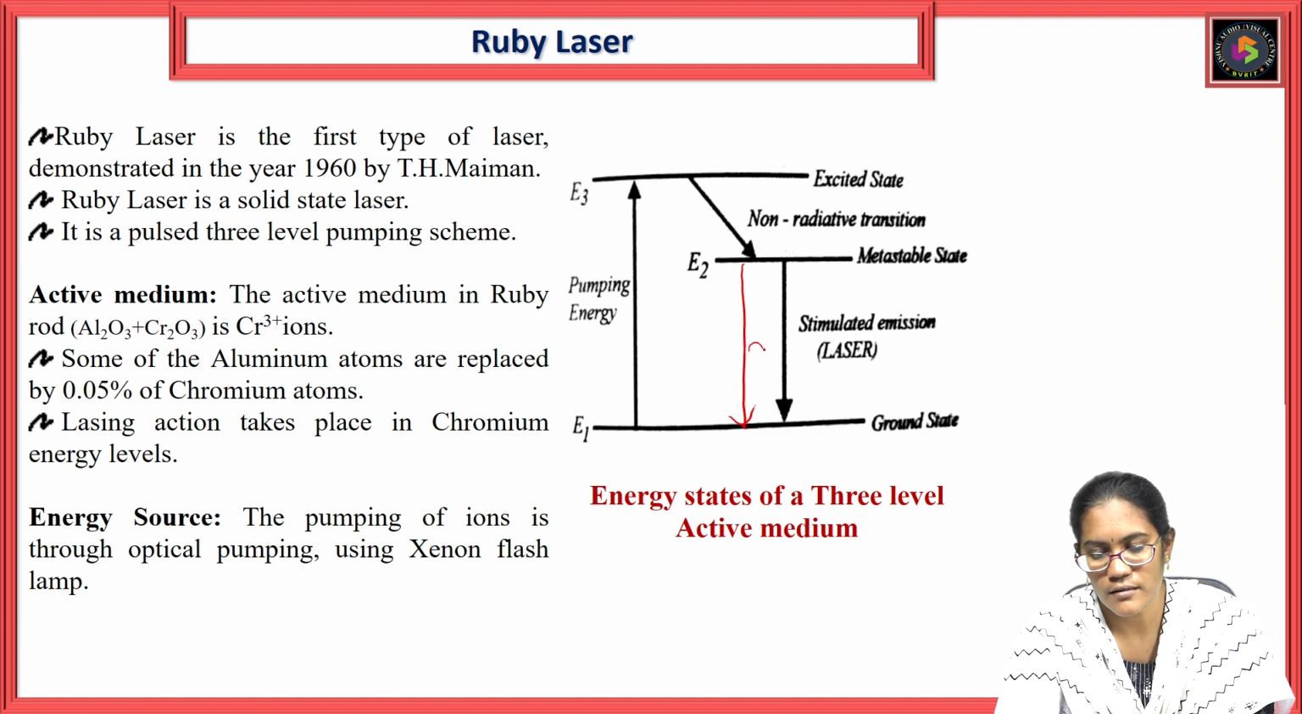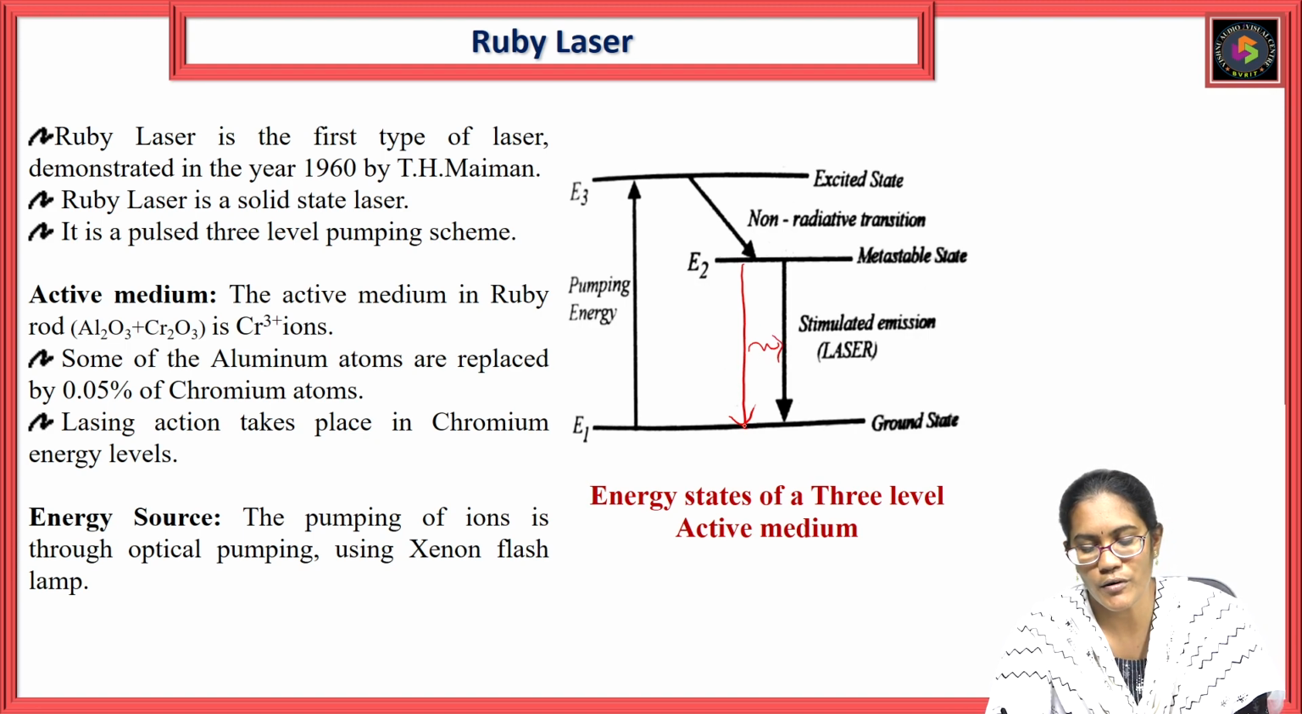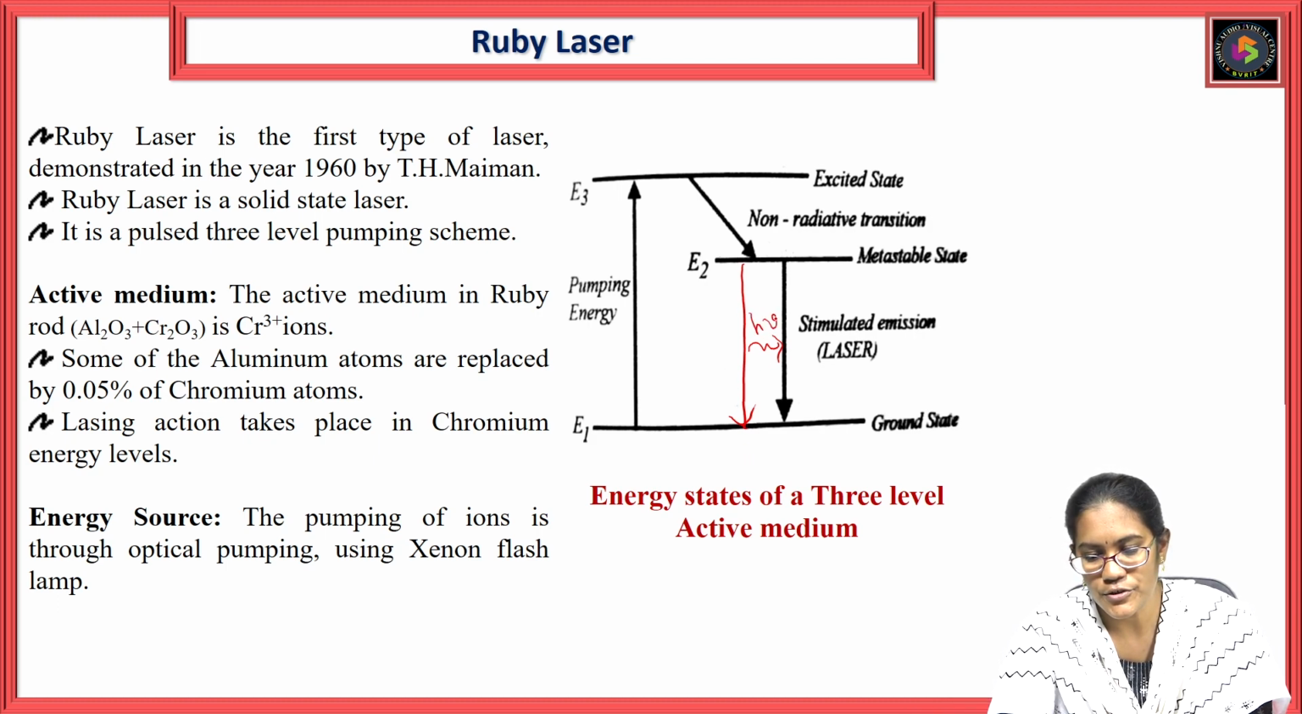So this is the spontaneous emission. This photon is due to spontaneous emission. After completion of the metastable state lifetime, the atoms come from the metastable state to the ground state spontaneously by emitting a photon of energy hν.